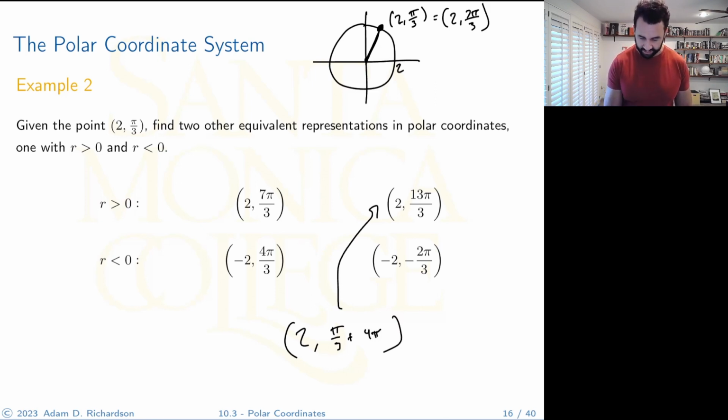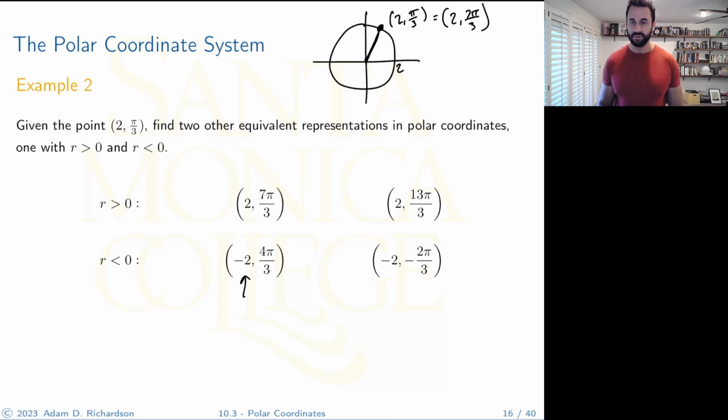Now let's look at the other case. Let's look at the case where the radius is negative. So if the radius is negative, we're going to negate 2. So the radius in this case has got to be negative 2. And what that means is that any line that we're imagining is going to be reflected through the origin right here, or through the pole.